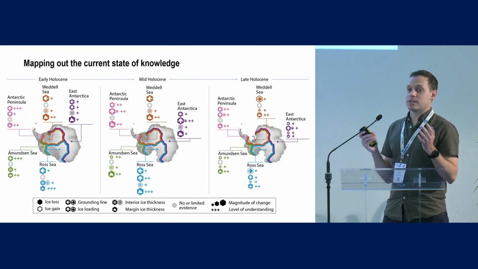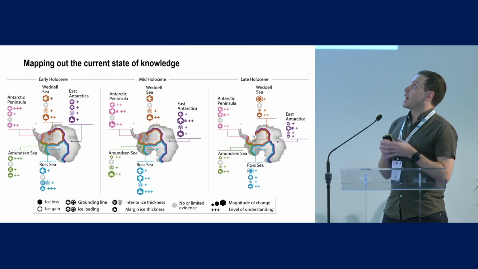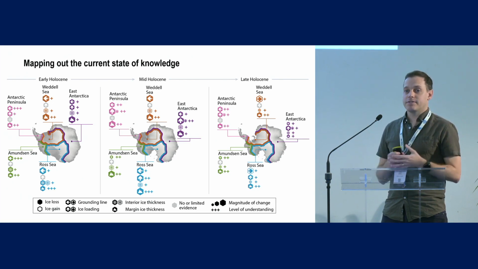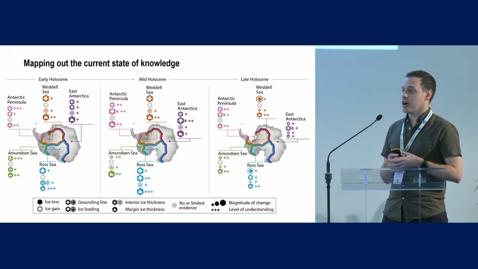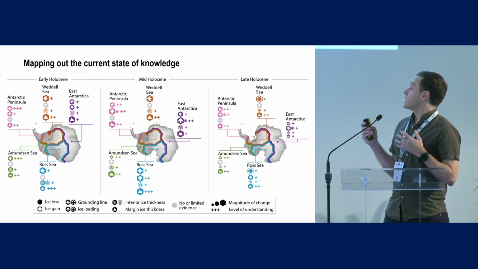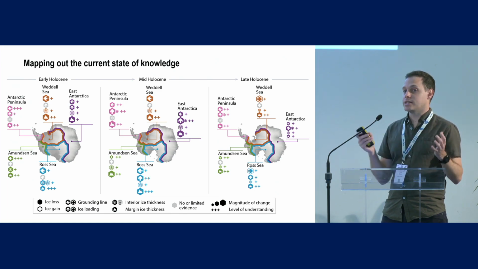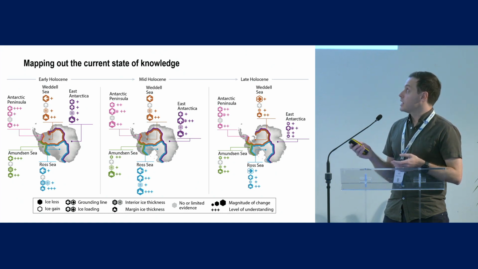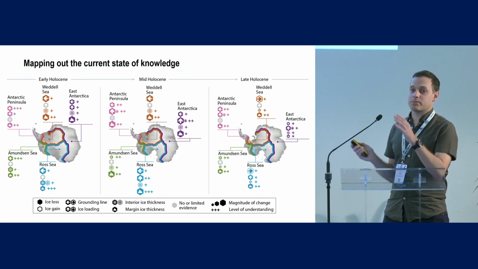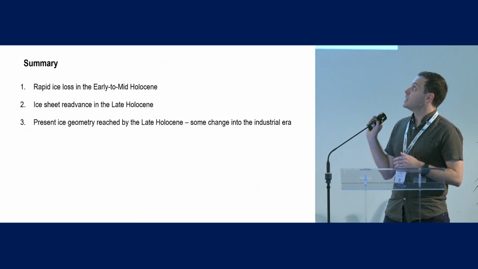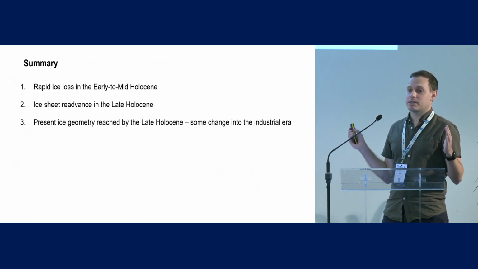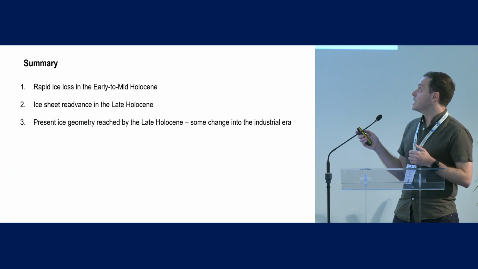We compiled all this information to map out the current state of knowledge for the Antarctic ice sheet during the Holocene. This includes the magnitude of change and our level of understanding for each of the different sectors. Now, this is pretty busy, so I don't expect you to digest all of that. I'm going to quickly summarize, and this is basically my conclusions halfway through.